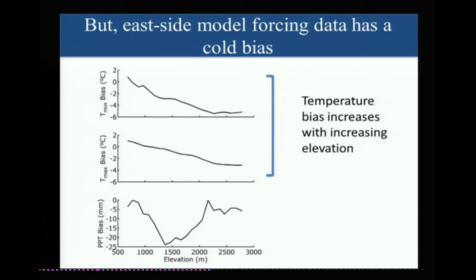However, there is a caveat to this, which is that when we analyzed the model forcing data that we used to run the model, we found a negative bias in the temperature data. So we observed a cold bias in the temperature data. Plotted in the top two panes are the minimum temperature and maximum temperature bias as a function of elevation in the model forcing data. And so what you see is that the bias increases with elevation. The rate at which temperature increases or decreases with elevation is commonly referred to as the lapse rate. So what this is essentially showing is that the model forcing data has a cold bias in the lapse rates.